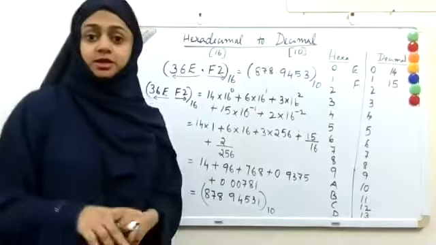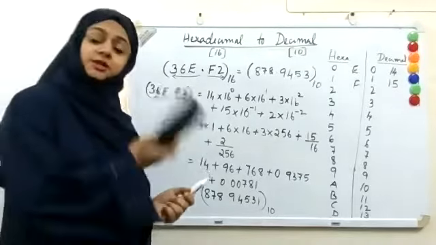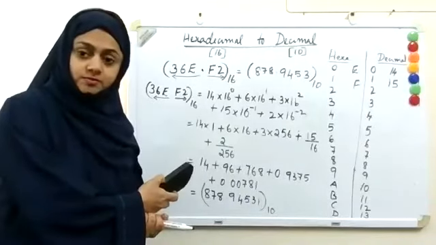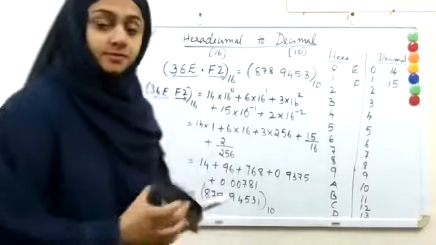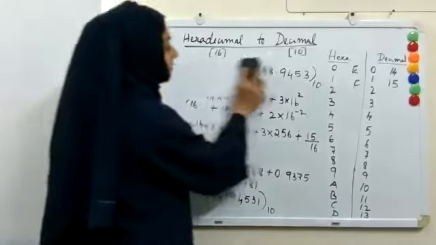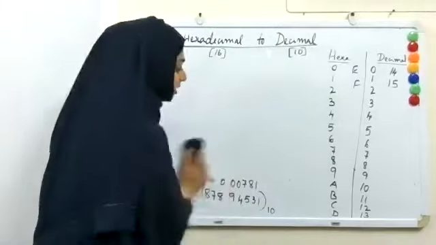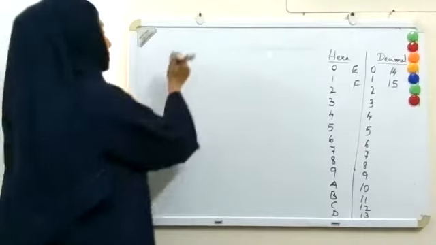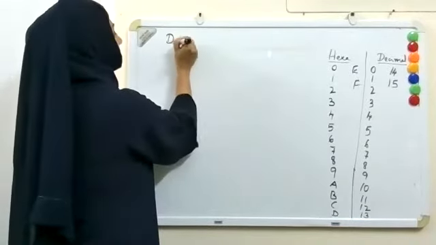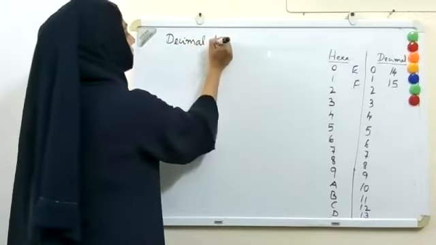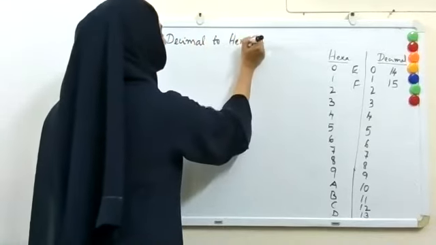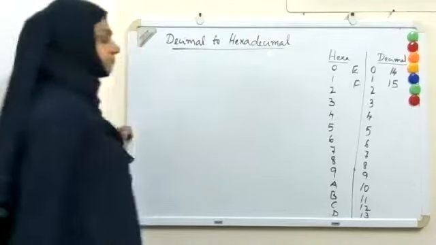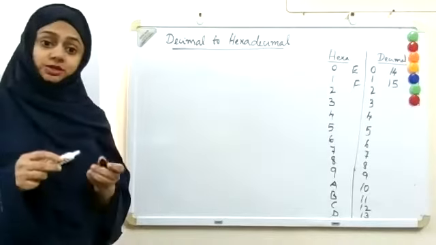So let me go to another one, that is how to convert the decimal to hexadecimal. Is this part clear to you? Yes. Okay. So let me show you how to convert decimal number to hexadecimal. So decimal to hexadecimal. How to convert decimal to hexadecimal.